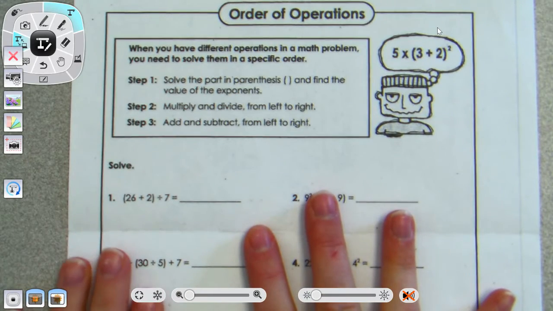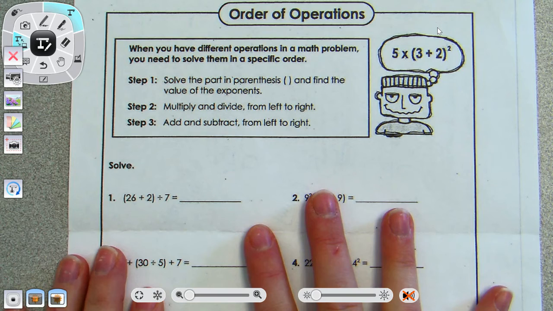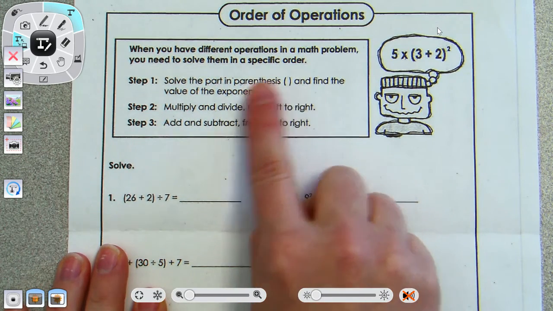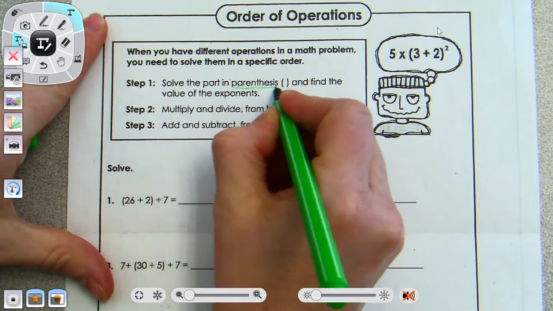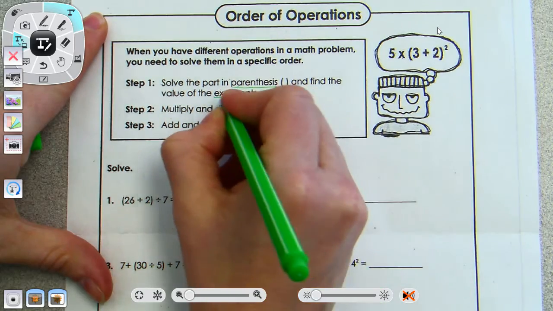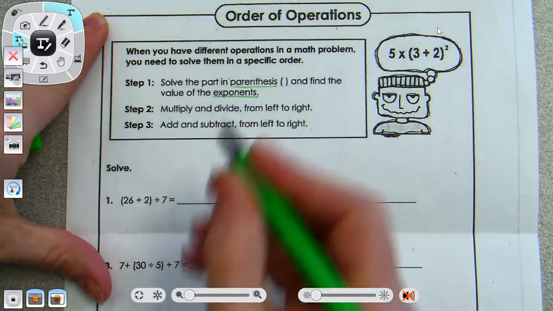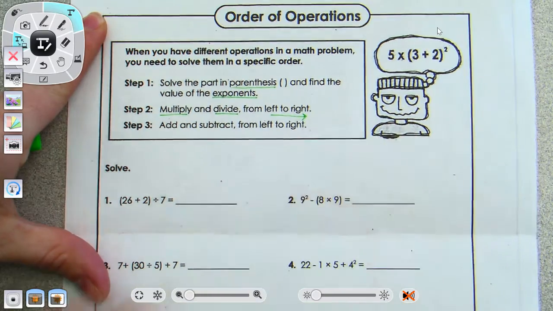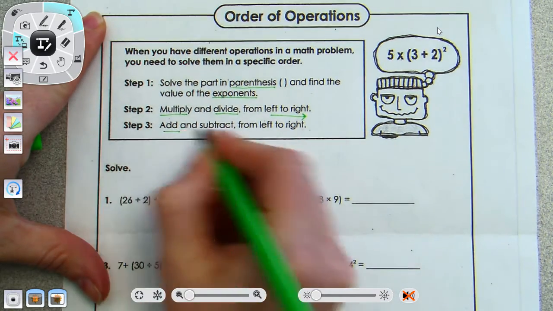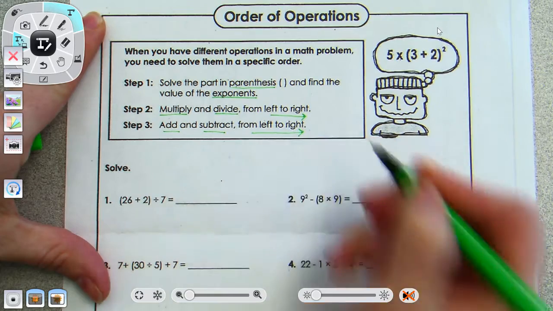It reminds us at the top, it says order of operations. When you have different operations in a math problem, you need to solve them in a specific order. So we always have parentheses, and then exponents. I'm going to take a color and just underline this. So parentheses, there's the please. Exponents is excuse, my dear. So we have multiplication and division, but don't forget we're doing them left to right. Then we can add and subtract from left to right.